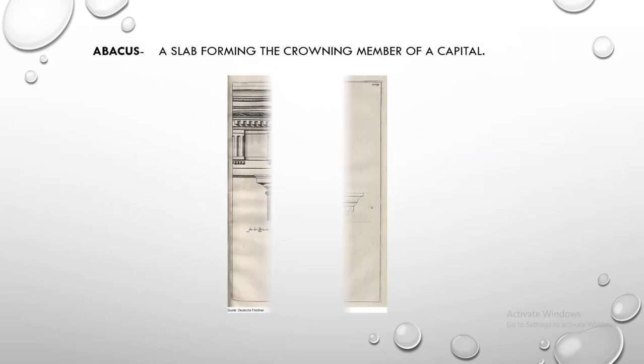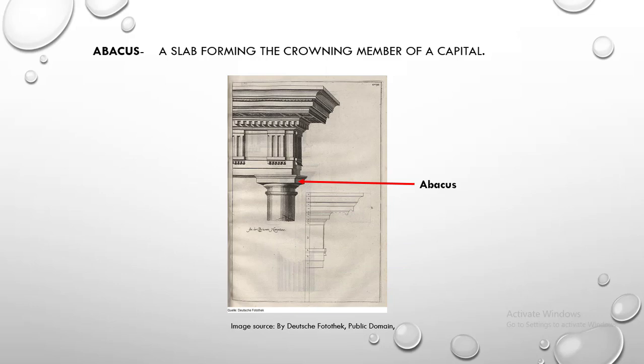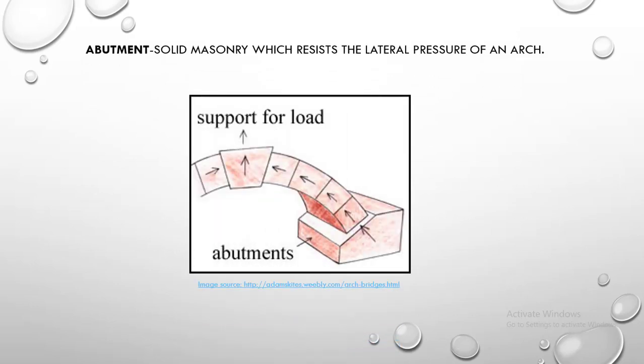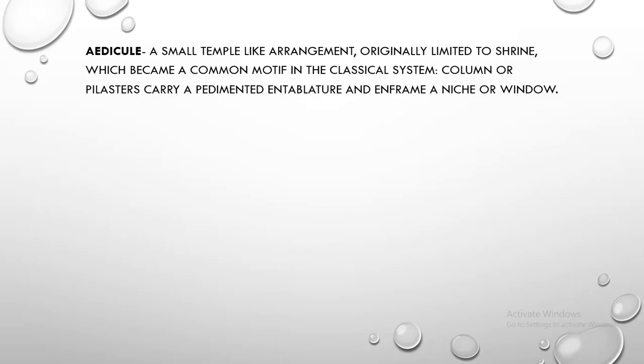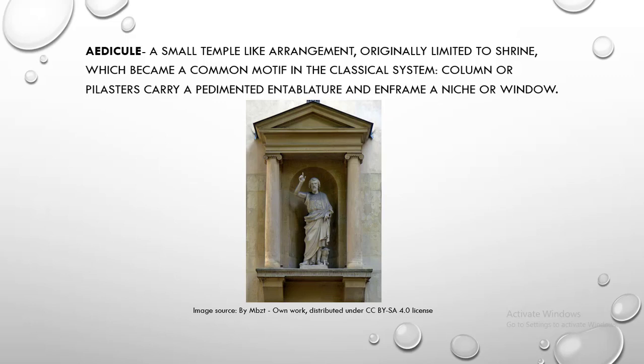Abacus is a slab forming the crowning member of a capital. Abutment. Abutment is a solid masonry which resists the lateral pressure of an arch. Aedicule. Aedicule is a small temple-like arrangement, originally limited to shrines, which became a common motif in the classical system.